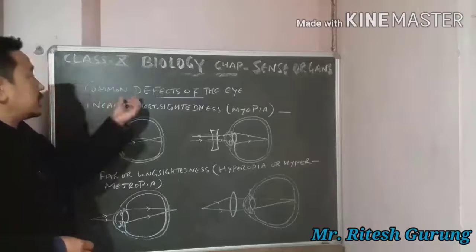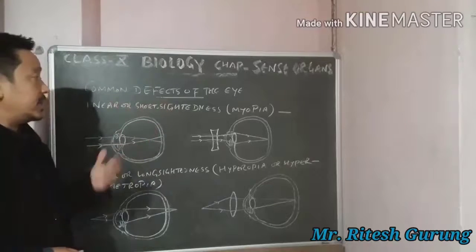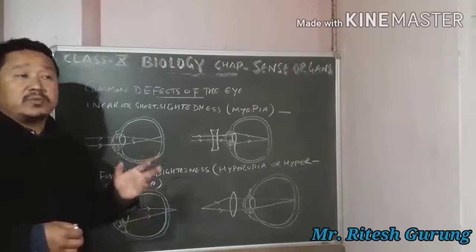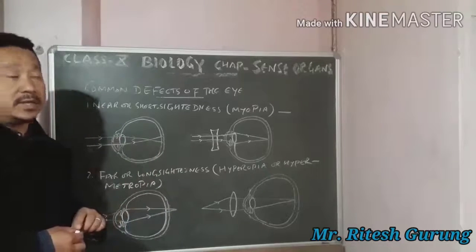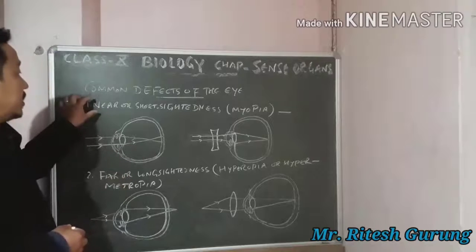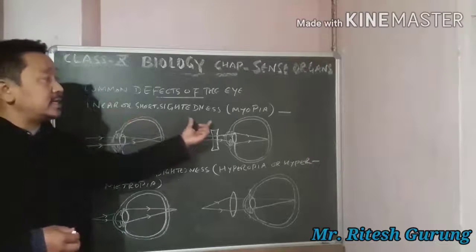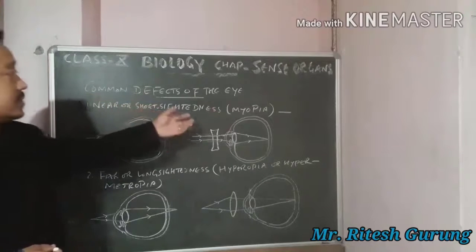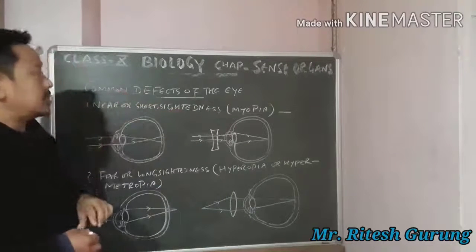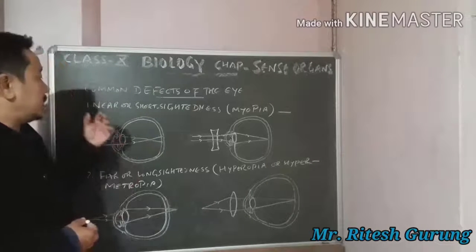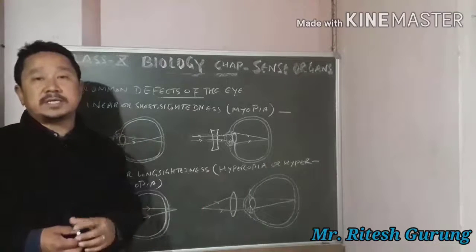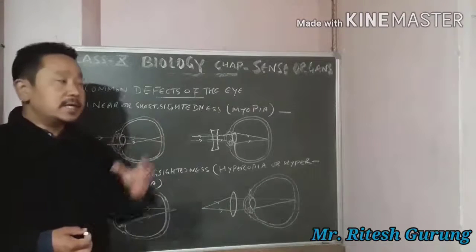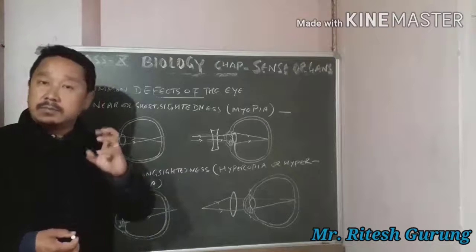We'll see common defects of the eye. There are many defects of the eye, but in the syllabus 4-5 such defects are there. We'll start with near or short-sightedness, or myopia. In this condition, we can see near objects clearly, but distant objects cannot be seen clearly. The distant objects are seen blurred.